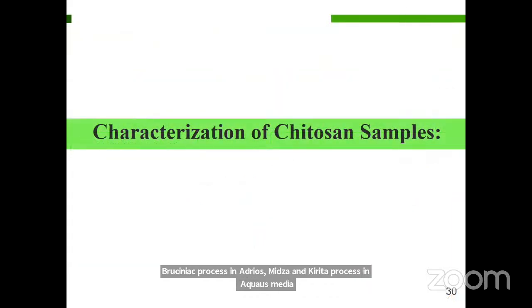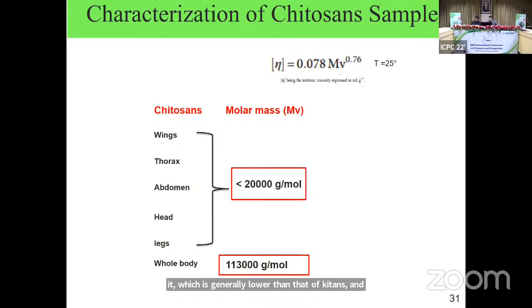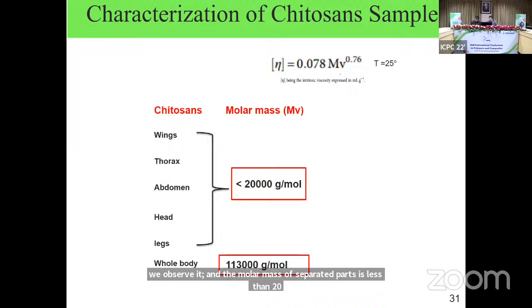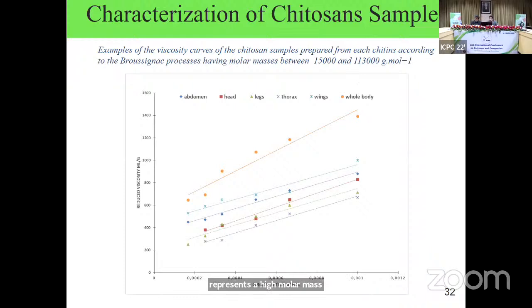And now let's move on to the characterization of chitosan samples. First, we determine the molar mass of all chitosans obtained, which is generally lower than that of chitins, and we observe that the molar mass of separated parts is less than 20,000 grams per mole, contrary to the whole body, which represents a high molar mass. The following figure shows the different viscosity curves of chitosans prepared. This result shows that the molar mass of the whole body of the locust is greater than that of the separate parts.